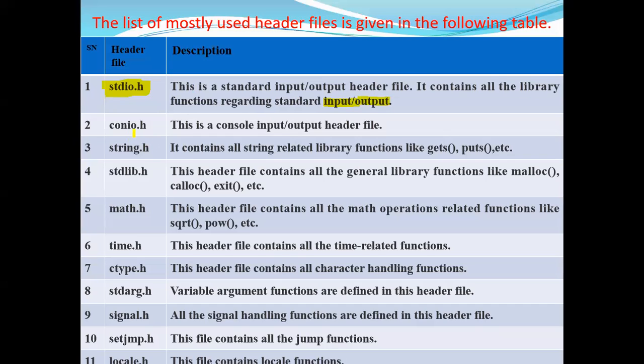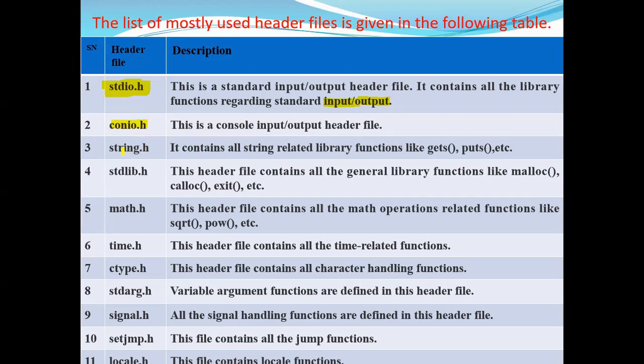Next is conio.h. It is the console input output header file. We have already used this to clear the screen. To clear the screen, we have used that.